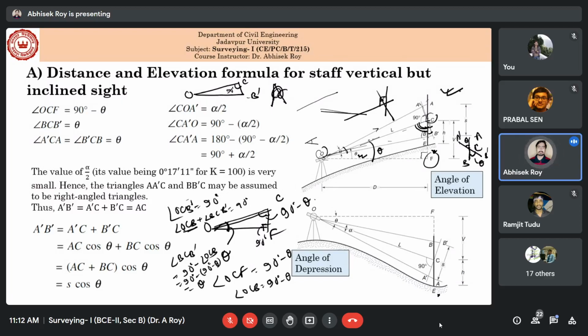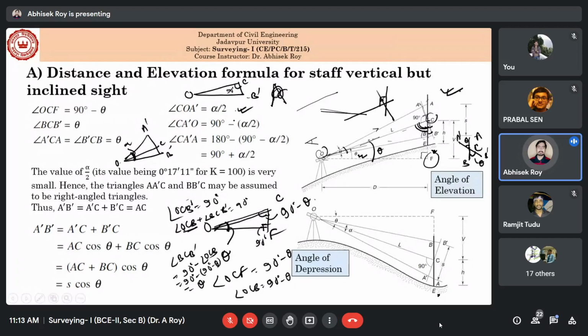Now let us check this part. COA dashed and COB dashed, these two are equal angles. This is C, this is A dashed, this is B dashed, and this is O. So this is alpha we have denoted. COA dashed and COB dashed are equal angles, and as the whole one is alpha, COA dashed will be alpha by 2.